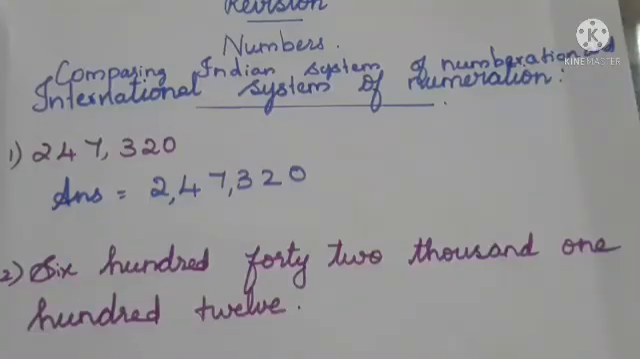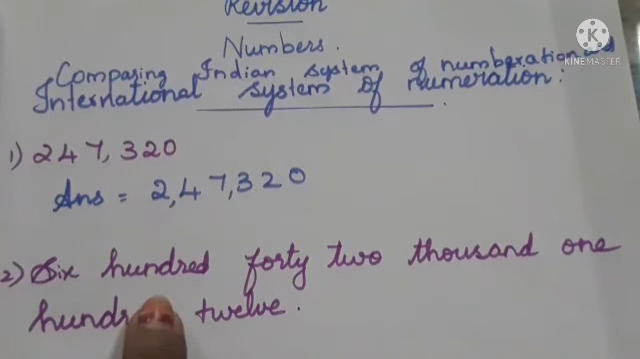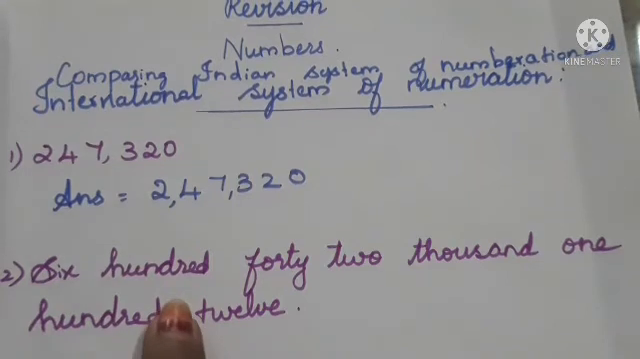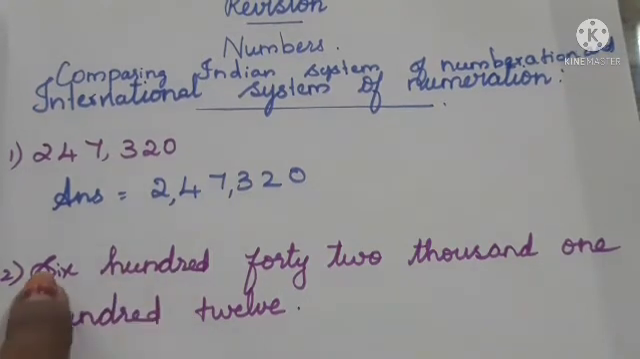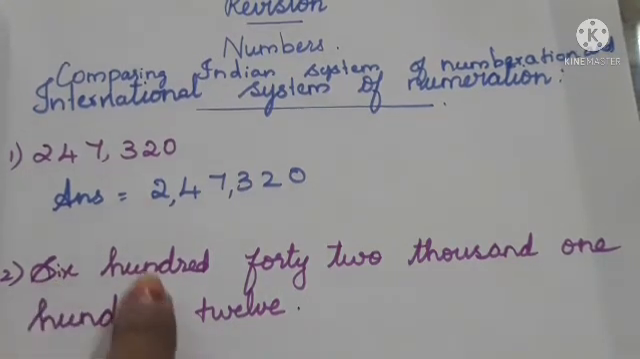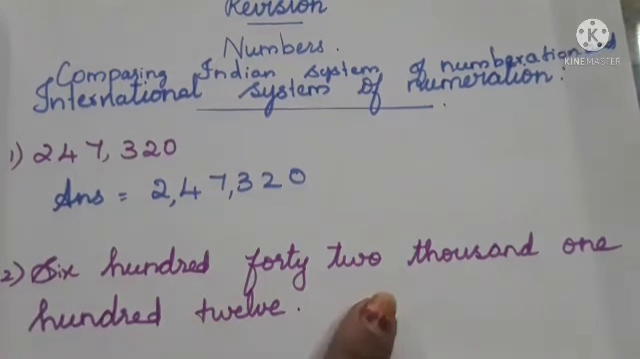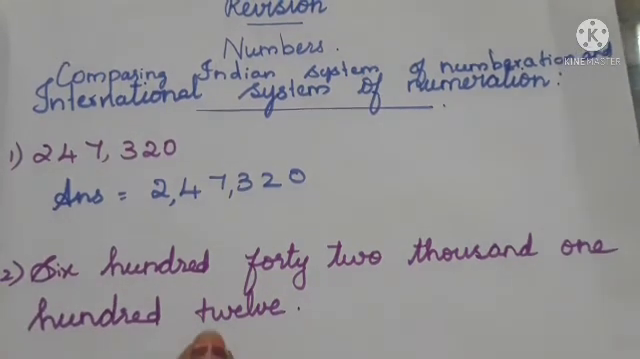Okay, the second question is given. It is in number name. We want to write it in figures, otherwise numeral form, but it must be in the Indian system. This is the international system now, because here we have six hundred forty-two thousand, one hundred twelve, 642,112. So this is the international system. The international system is given. We want to write it in the Indian system form, in the numeral form.